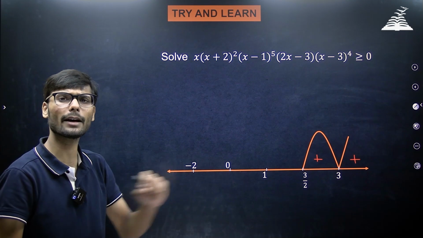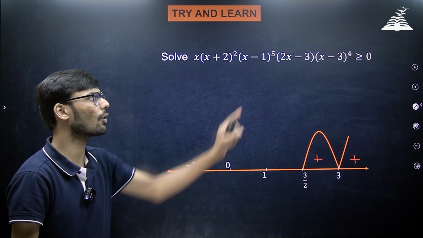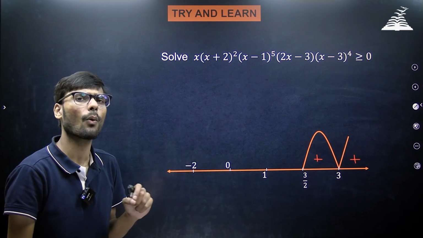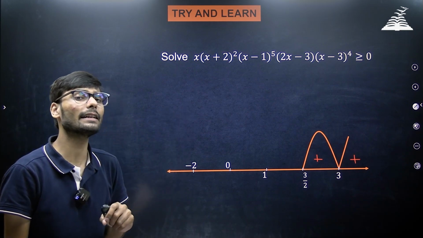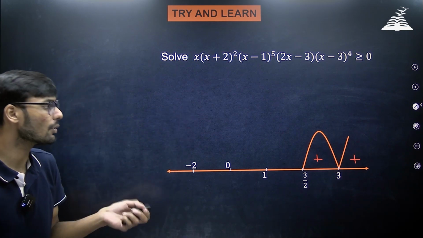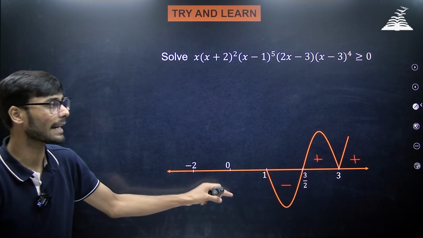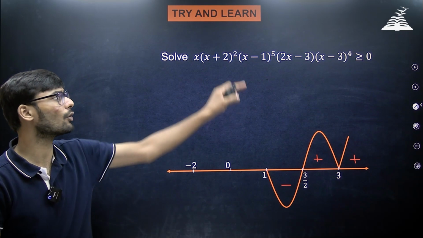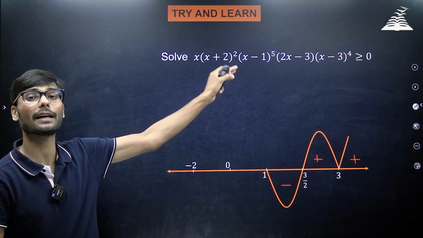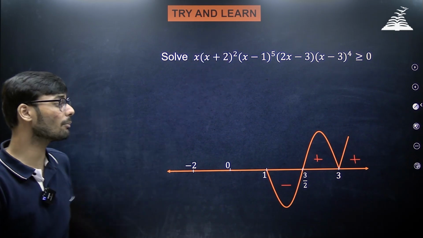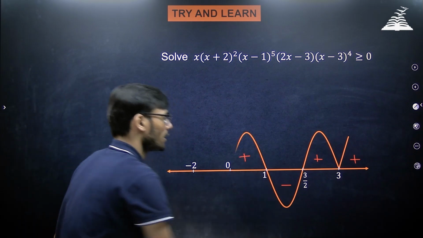We are standing at 3 by 2 now. 3 by 2 is the 0 of 2x minus 3. The power of 2x minus 3 is odd. It is 1. So, the sign is going to change to negative here. We are standing at 1. 1 is the 0 of x minus 1. x minus 1 has power 5. Odd number, sign is going to change here.